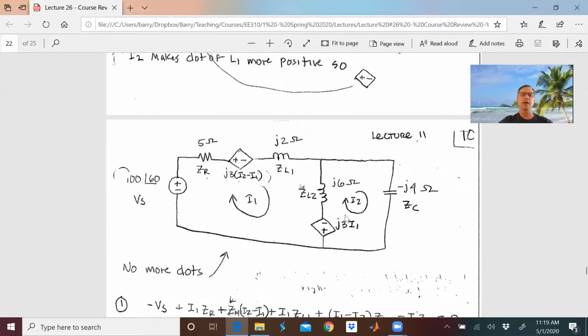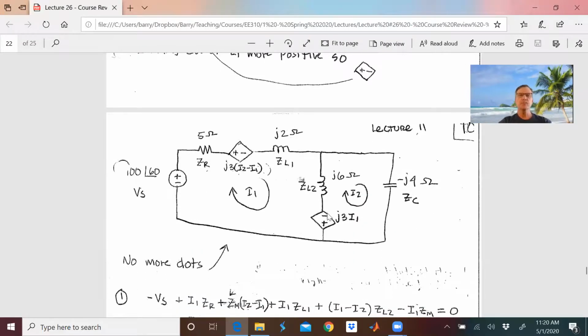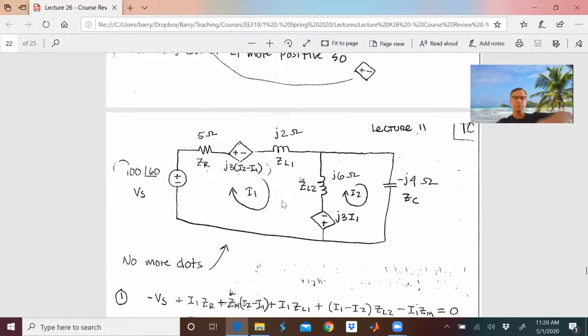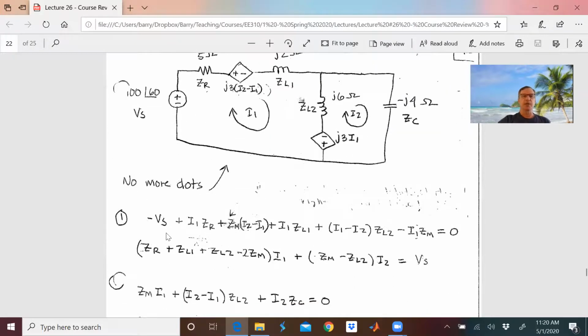So now I've got my dependent sources. I don't worry about the dots anymore, no more dots. And I start writing mesh equations. So here's my equation for I1, or for this mesh.